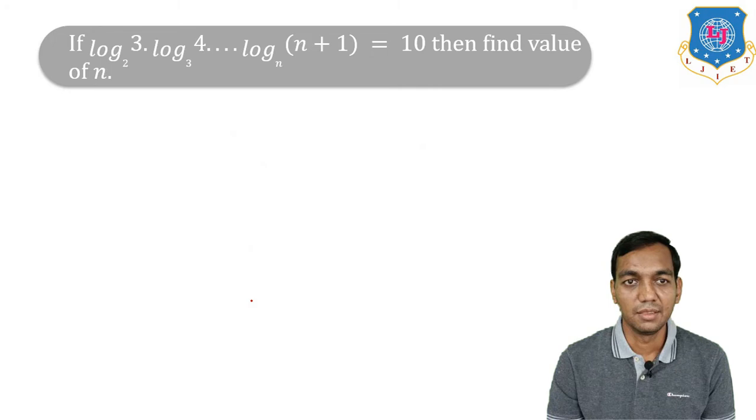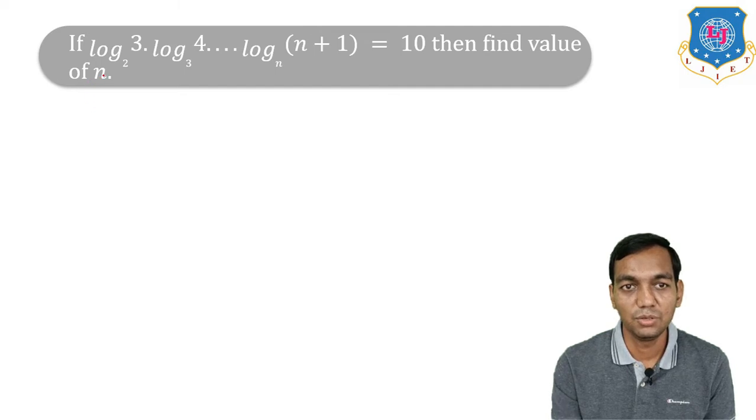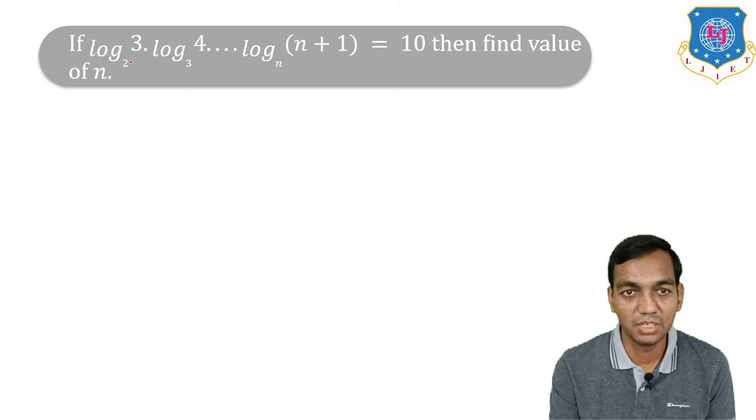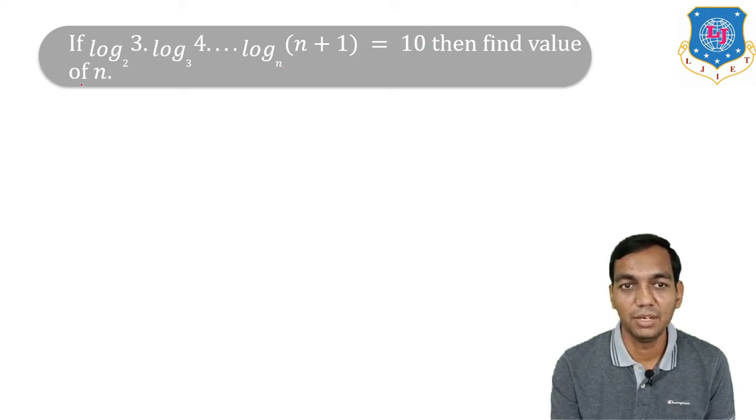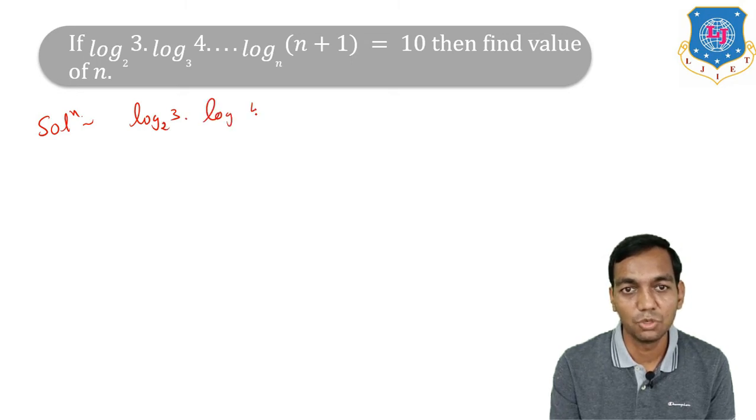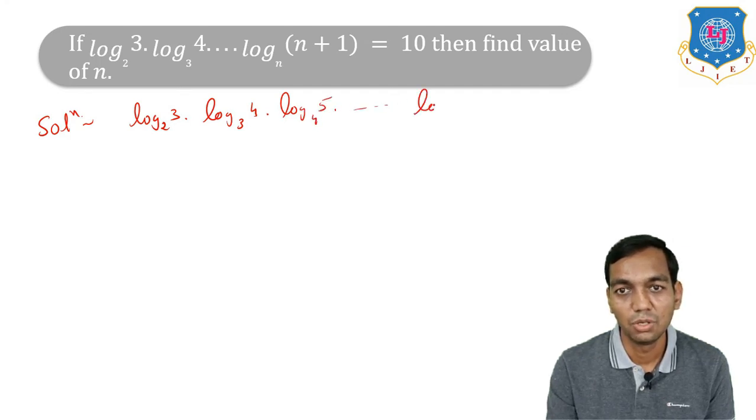Done? Now, this is a very interesting example. See what you have given, log 3 into log 4 into log 5. Here we have log 3 base 2, log 4 base 3, log n plus 1 base n is equal to 10. Then find the value of n. So I am starting with the solution. You have log 3 base 2 into log 4 base 3 into log 5 base 4 into log n plus 1 base n is equal to 10.